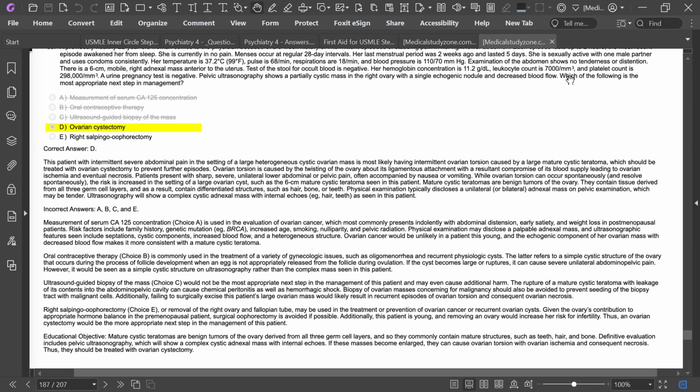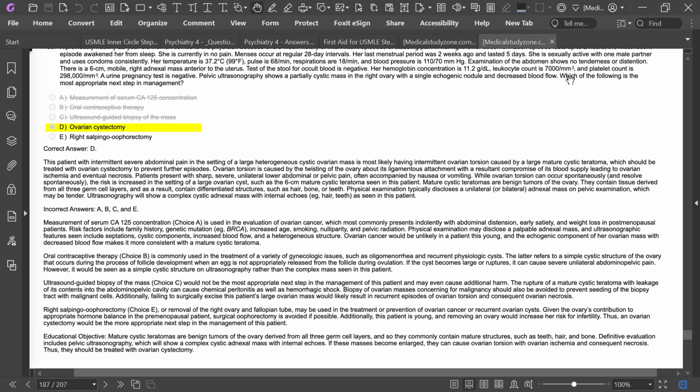Physical examination typically discloses a unilateral adnexal mass on pelvic examination, which may be tender. Ultrasonography will show a complex cystic adnexal mass with internal echoes, as seen in this patient. Okay, can you read A, B, and E? Yes. Measurement of serum CA-125 concentration is used in the evaluation of cystic ovarian cancer.